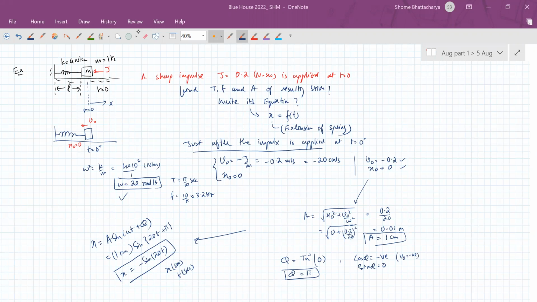Sir, how did you get sine phi is equal to 0 at the end? How did we get sine phi is equal to 0 at the end? Because see what is happening, your starting position is x naught is equal to 0, no? Yes, sir. x naught is what? A sin phi, no? Yes, sir.